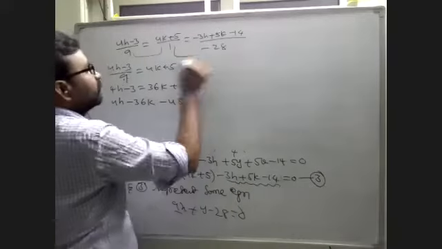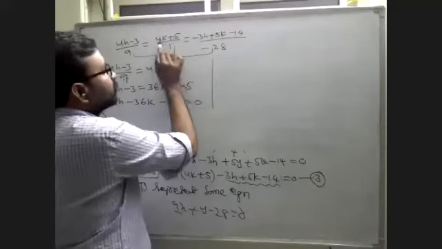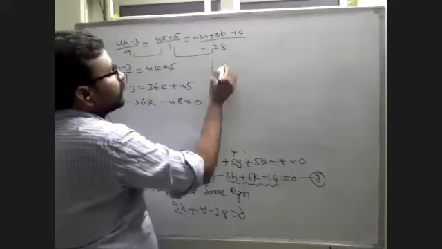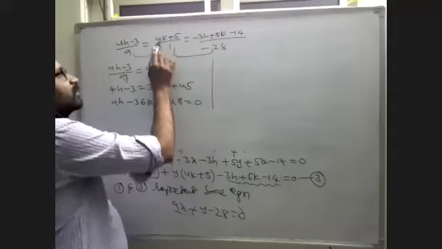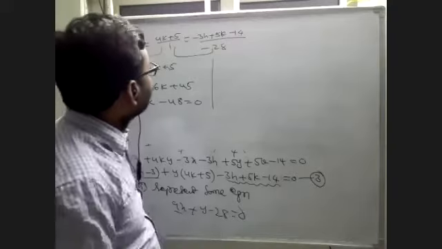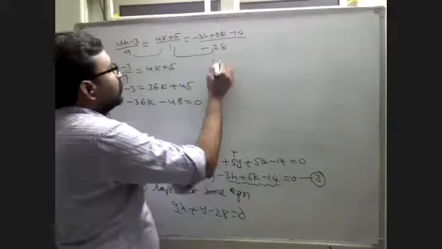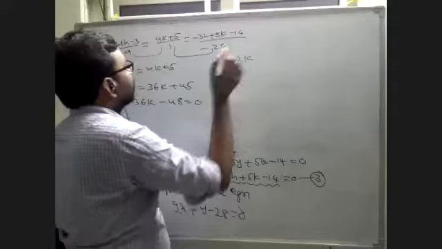Next time equating these two, then what you will get? This into this you should multiply. So minus 4k into 28. We can write 4 times 28. 28 times 4, 2 times 4 is 8, 8 times 4 is 32, 80, 90, 100, 112, minus 112k.